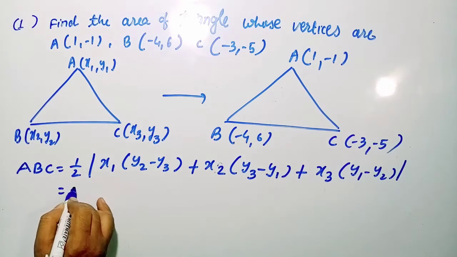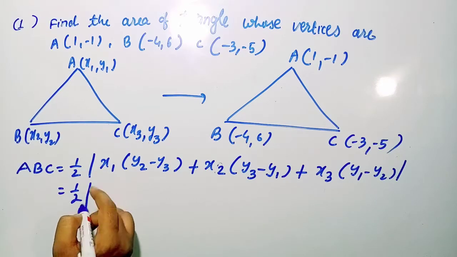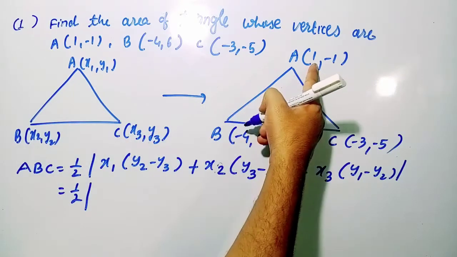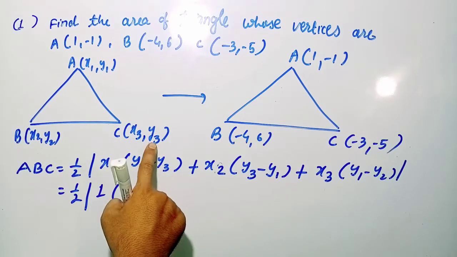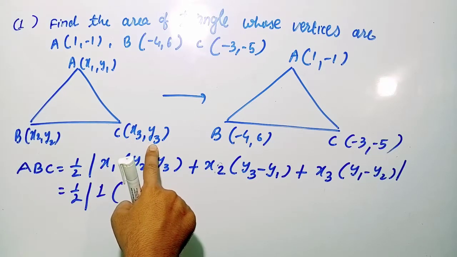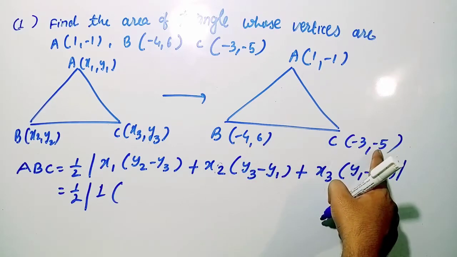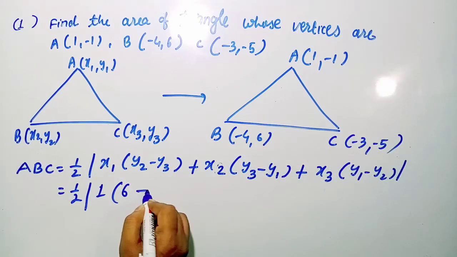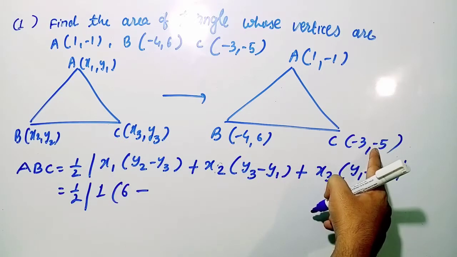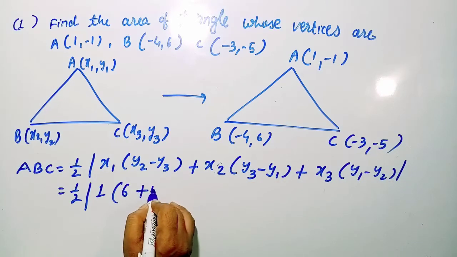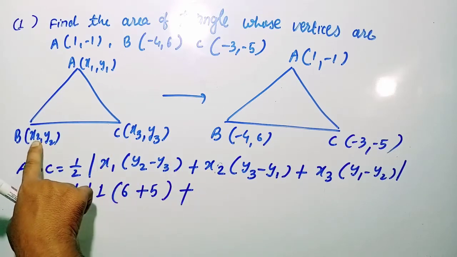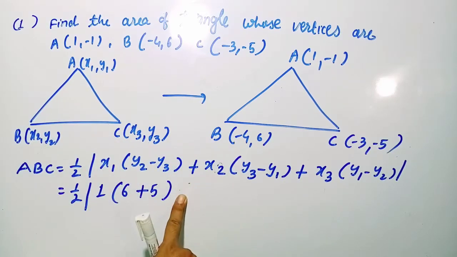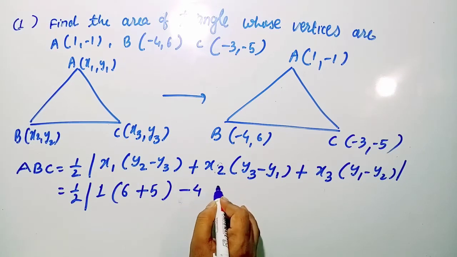Okay students, now here you can correspond all these points. (x1, y1) is (1, -1), so the value of x1 is 1. The value of y2 is 6 and y3 is -5, so 6 minus (-5), and minus times minus gives plus, plus x2. X2 is what, student? Minus 4, so there will be minus 4.